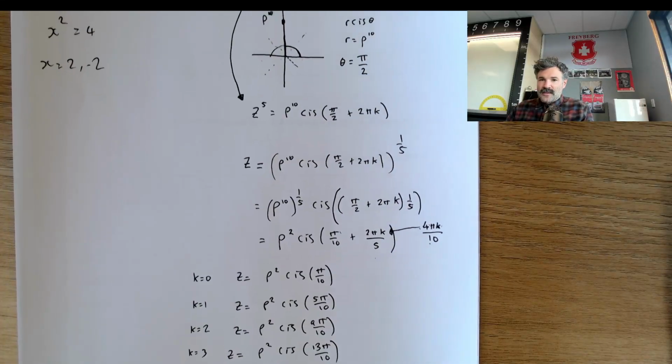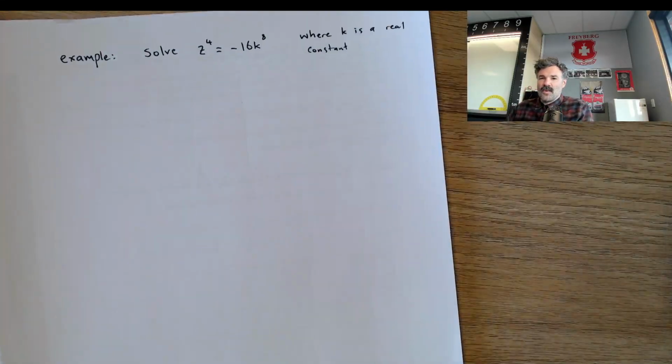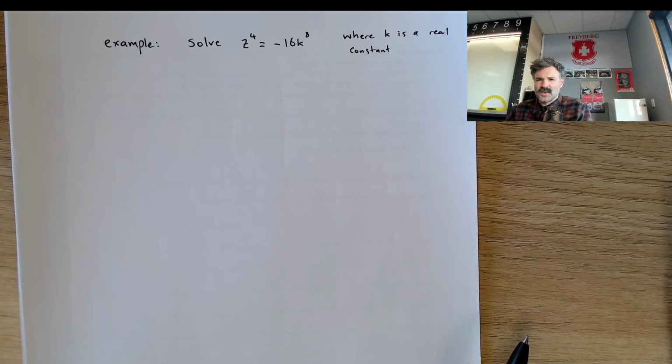All right, last one. Another example. I might just go through this one quite fast with a little bit less detail, more just explaining at the start how we get to that r cis theta.